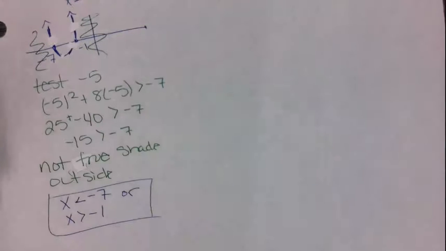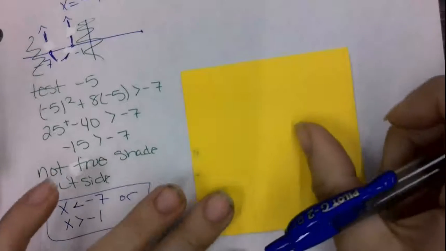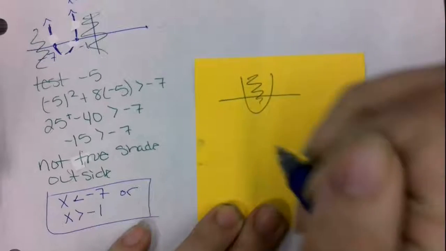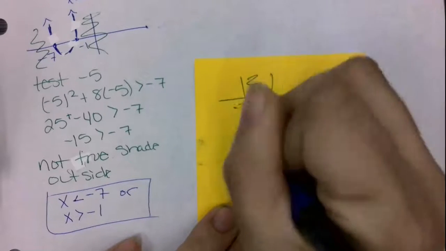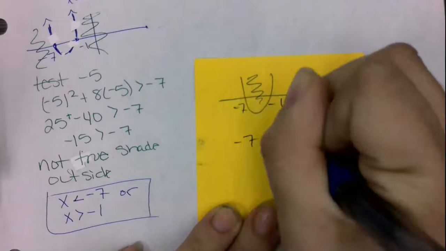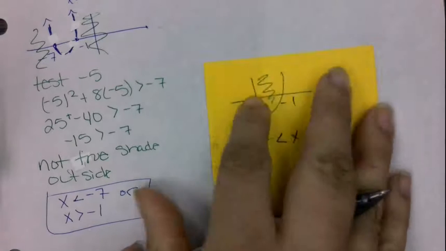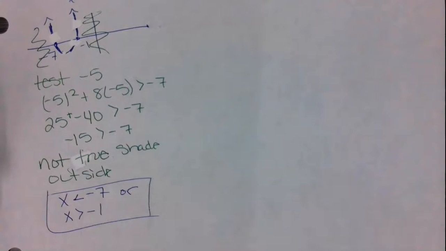It's not true inside. So if it had been true, I would have shaded inside, right? And that would have been negative 7, negative 1. And when I wrote my inequality, the x would have been in between. Okay? Questions here?